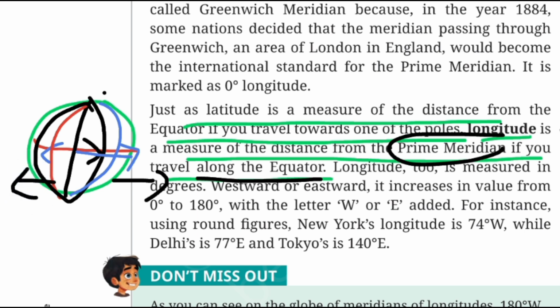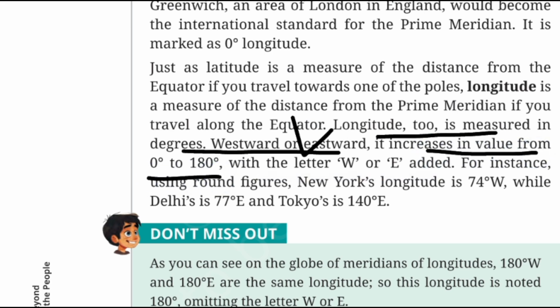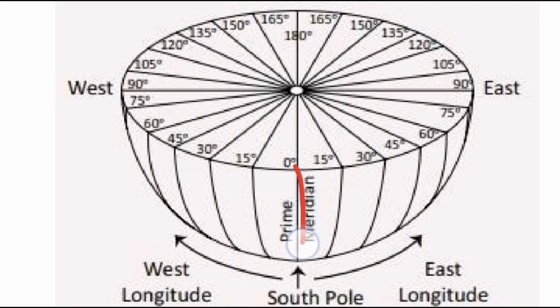Longitude is also measured in degrees, which we already studied: 30 degrees, 40 degrees west, like that. So longitude is measured in degrees westward or eastward. It increases in value from 0 to 180 degrees with the letter west or east added. So that angle will be 180 degrees maximum. How 180 degrees? We start from the prime meridian and take the angle in this direction and in this direction also.